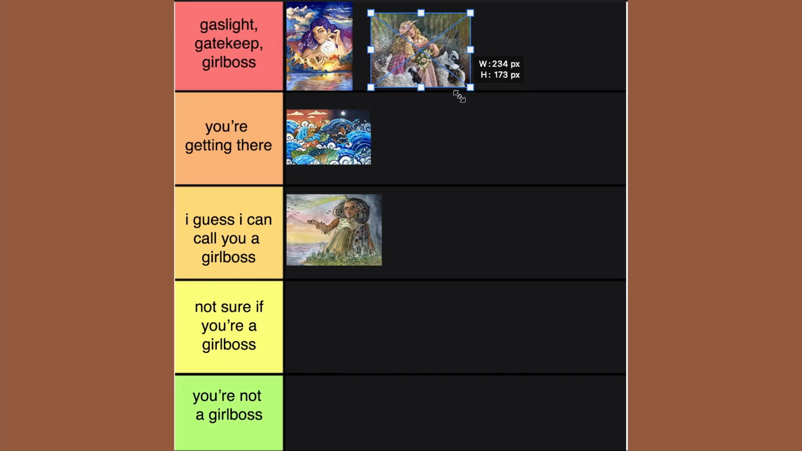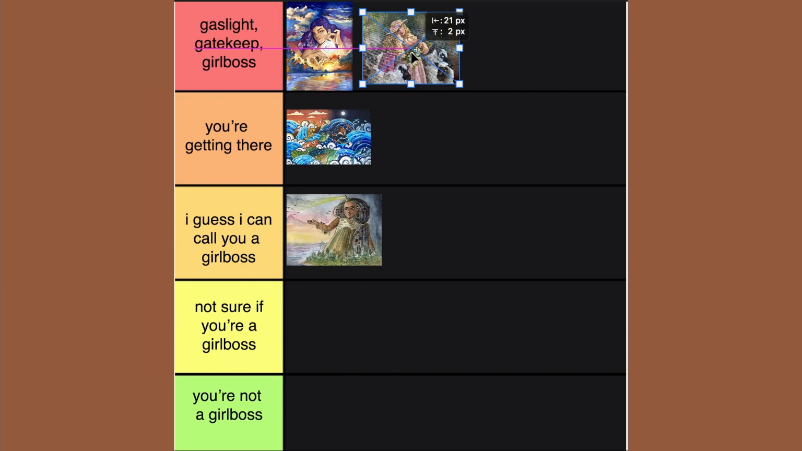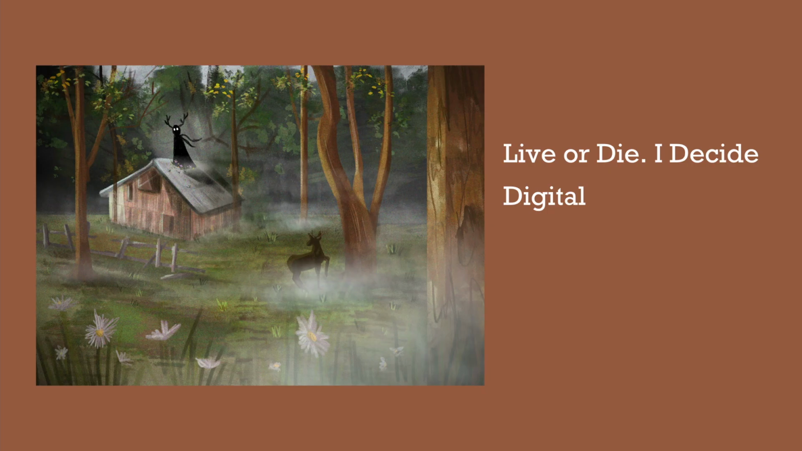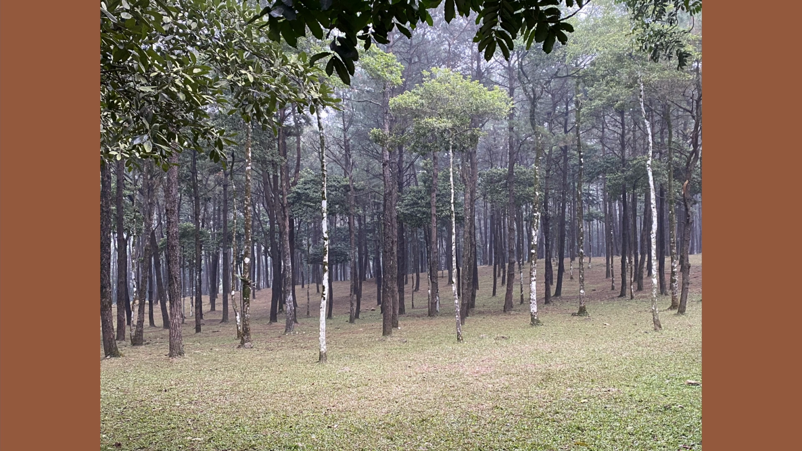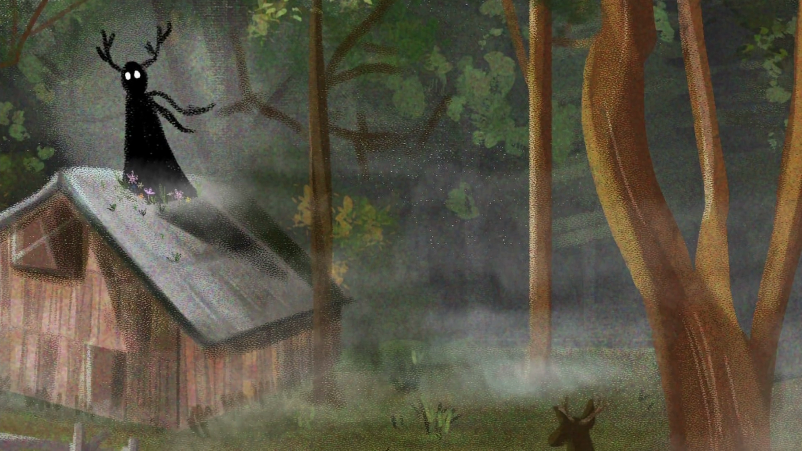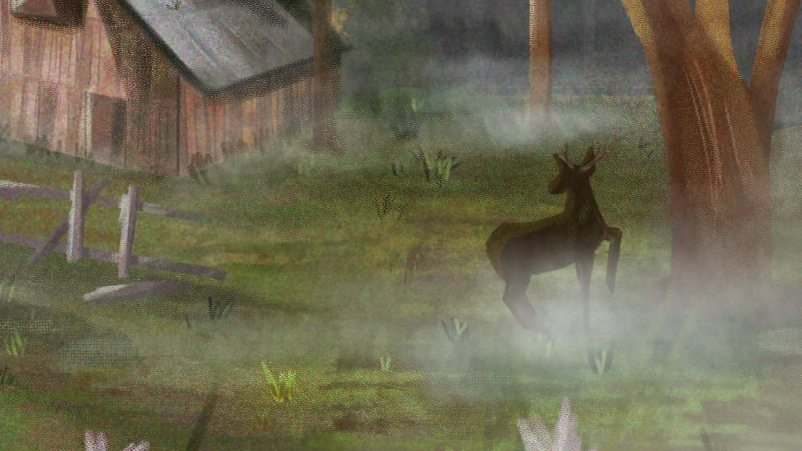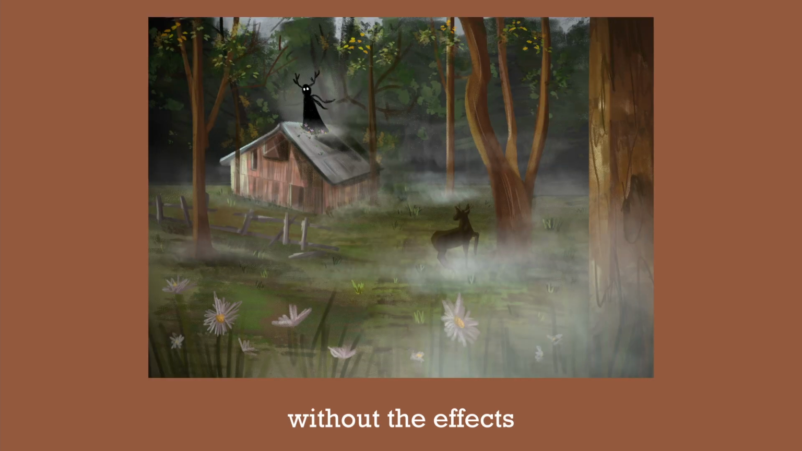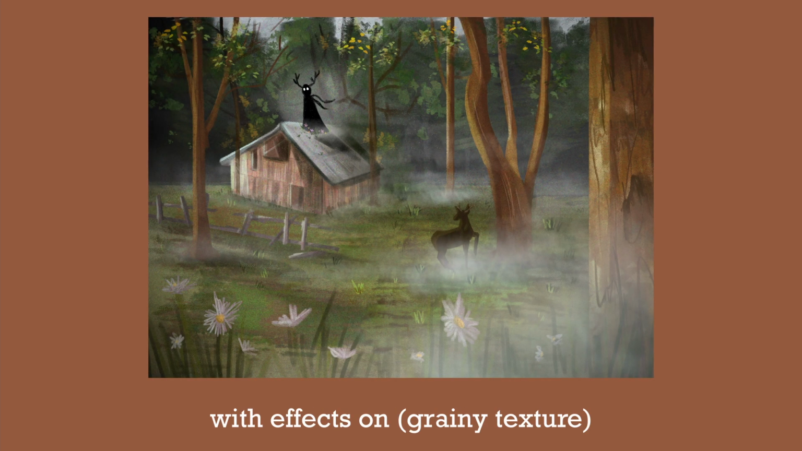I'd say Gaslight, Gatekeep, and Girl Boss because I worked hard on the hair. Live or Die, I Decide. Ooh, this is inspired from an abandoned place that I encountered, and I just loved how creepy it is. The perspective is a little bit awkward, and I wish I could push the contrast a little bit more, but it does what it does.